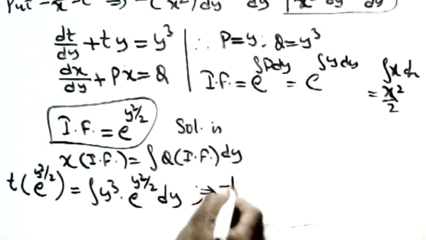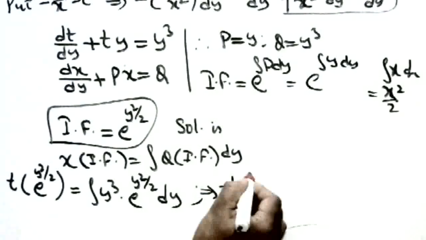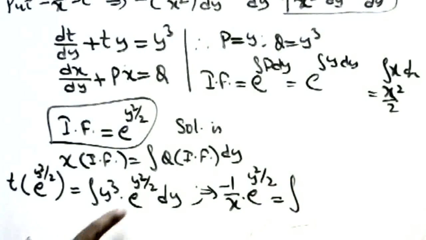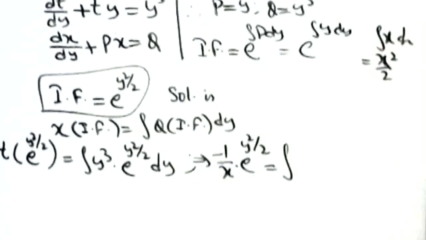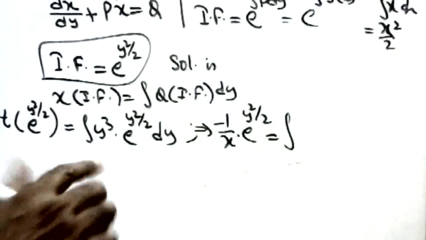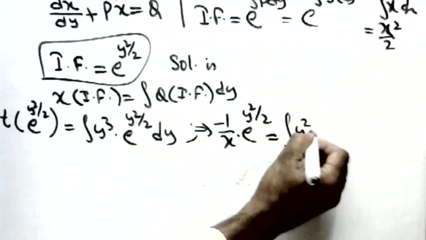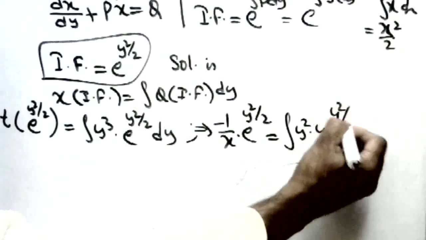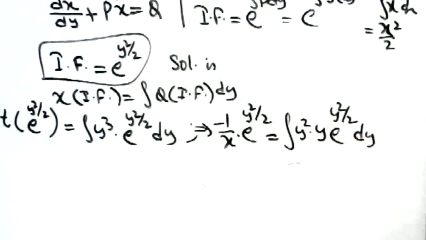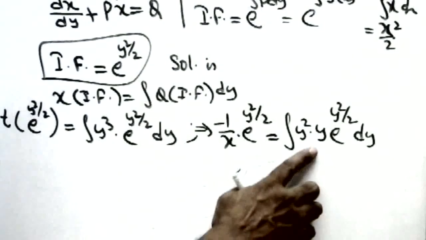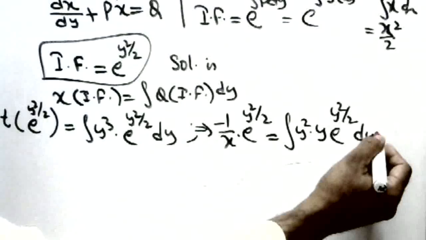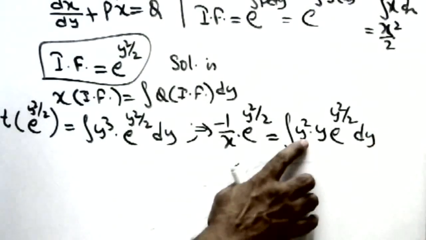So in place of t, we write minus 1 by x into e to the power of y square by 2 equals integration of, now watch carefully, y cube, which we can write as y square into y, e to the power of y square by 2 dy. Now there is a method here, we have to solve this integration.